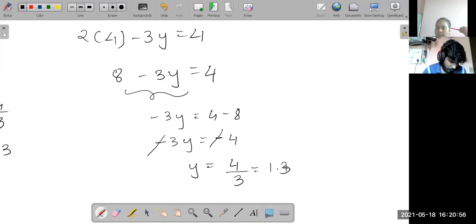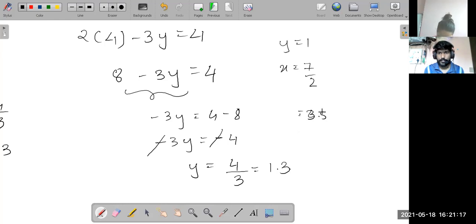Next one, 7 upon 2. Next one is correct. When y is equal to 1, you got x as 7 upon 2. And this in decimal, it will be 3.5. Yeah, 3.5. Correct. So this is right.